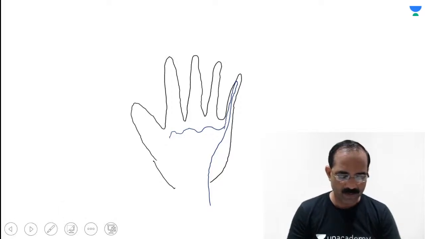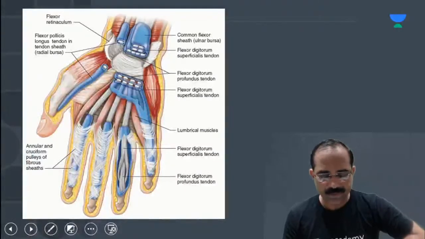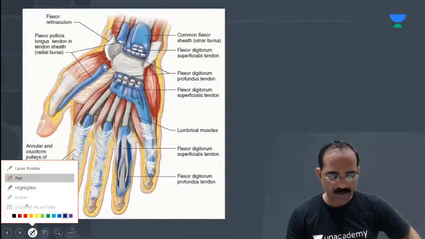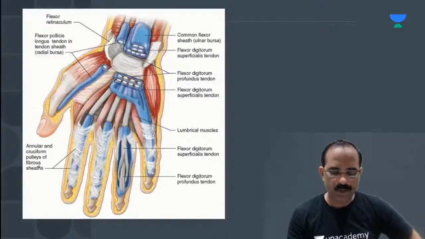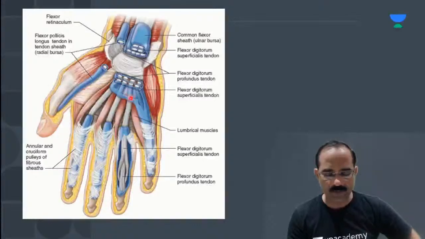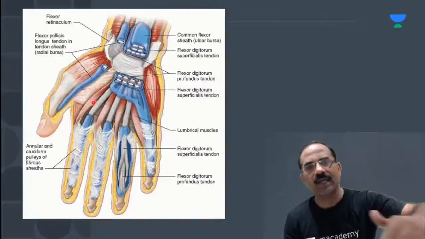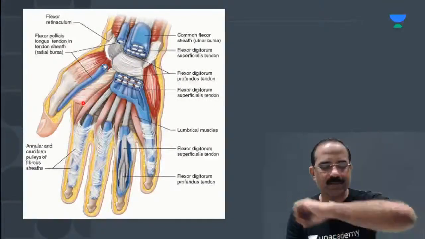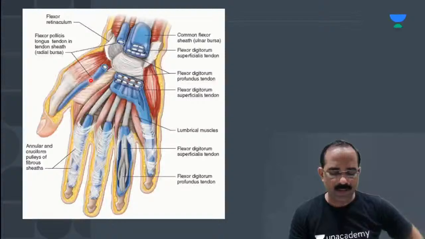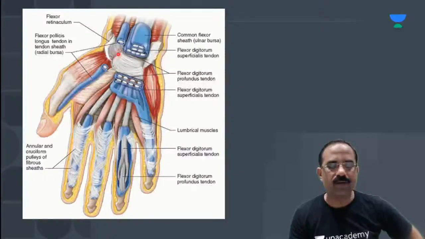Okay, I'll show you the slide itself. Look at this. What are these tendons of? These are the tendons of flexor digitorum superficialis and profundus. And what is this bursa which encloses it? The ulnar bursa. And this ulnar bursa is continuous in which finger? Little finger. Whereas what is this bursa which is enclosing the tendon of flexor pollicis longus? That's the radial bursa. And the radial bursa is continuous in the thumb.